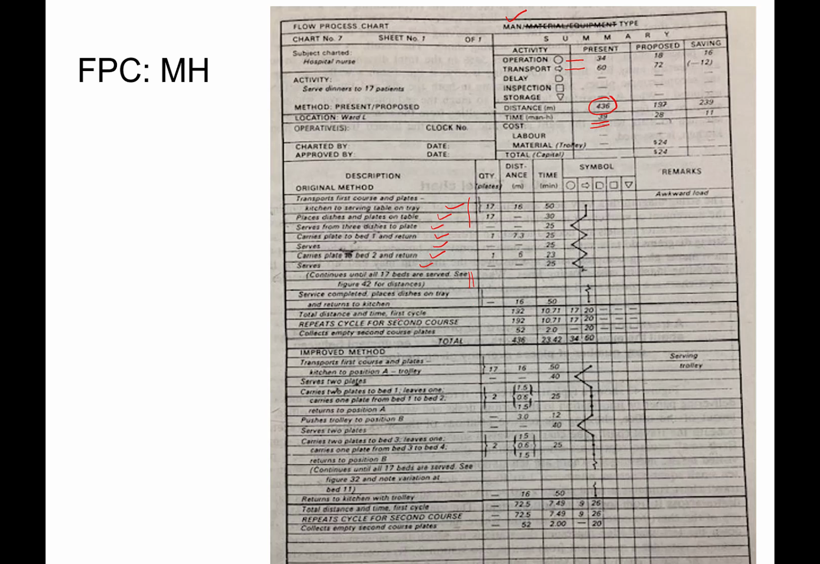The total distance and time for the first cycle, that is, to complete the service of serving the food, is: the distance covered is 132 meters, and the time is 10.71 minutes. It involves 17 operations and 20 transports. So this cycle is repeated for the second course. Again it is the same.